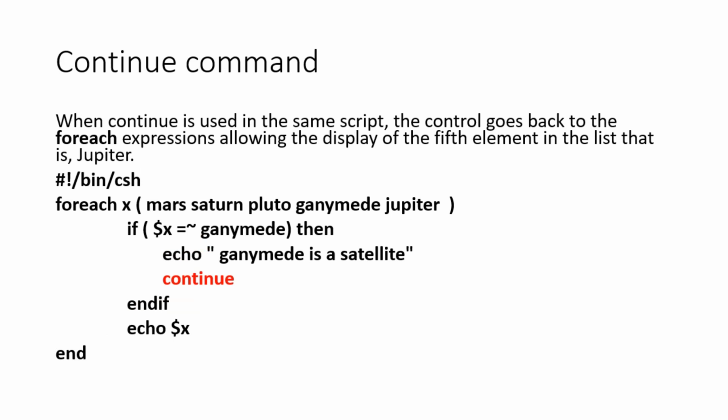Continue command. When continue is used in the same script, the control goes back to the foreach expression, allowing the display of the 5th element in the list, that is Jupiter. Note the difference. If break was used, the script will terminate at Ganymede. But due to continue, the script will keep on running till it encounters the last element, Jupiter, which will be displayed due to the echo $x statement.